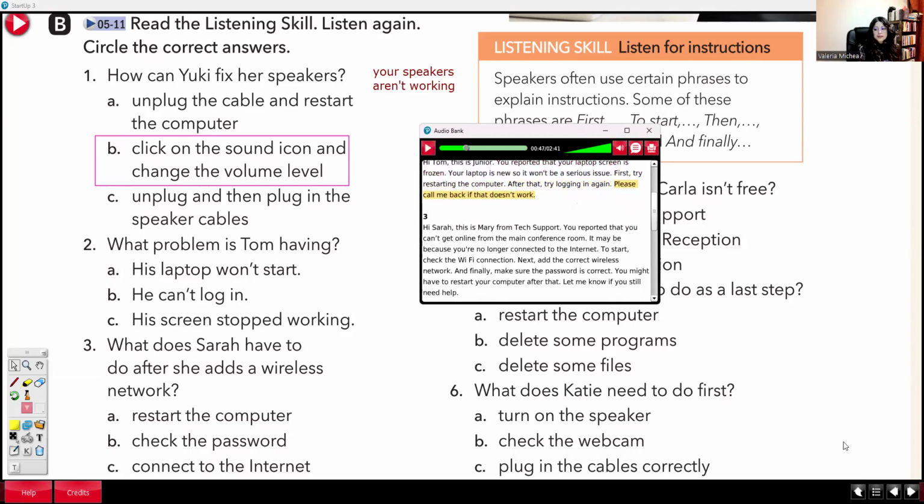All right. So let me relaunch. You can vote while I read the question. So what problem is Tom having? His laptop won't start, he can't log in, or his screen stopped working. Let's see what it is. Well, this time I'm getting different votes. Very different votes. Let me give you a few more minutes to vote.